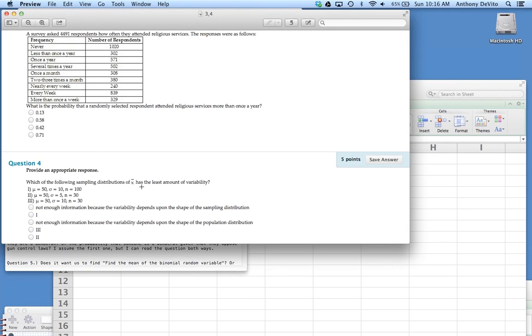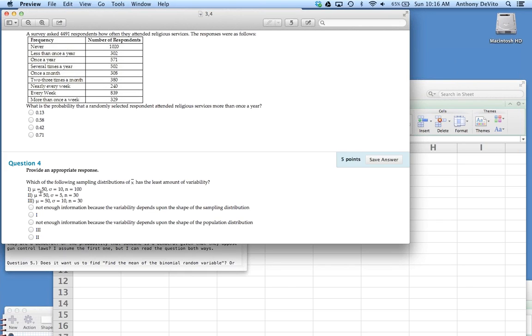Which of the following sampling distributions of X bar has the least amount of variability? Okay, let's take a look at this. First of all, did they mention population variability or sample variability? Always look for something in the problem that tells you whether they're talking about a sample or a population. Well, in this problem, which of the following sampling distributions of X bar has the least amount of variability?